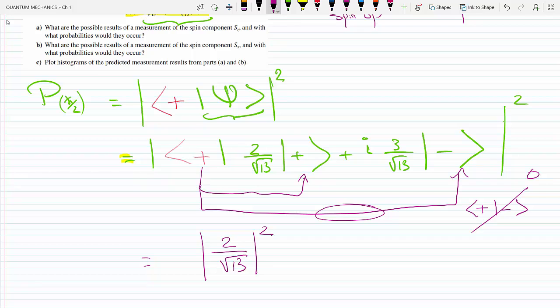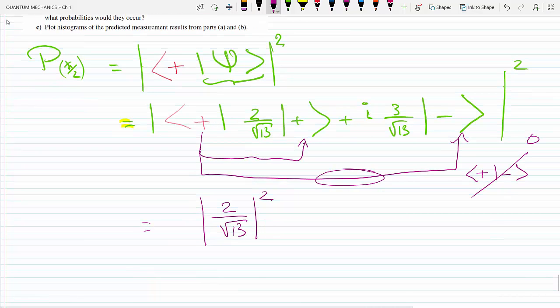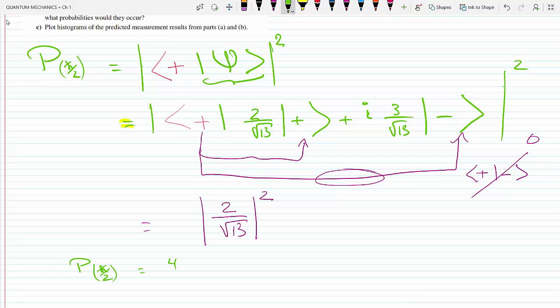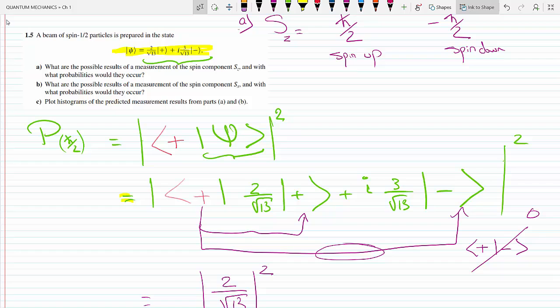So it's just 2 over root 13 squared. So just 2 over root 13 squared. So that means the probability of being in spin up is actually 4 over 13. Go ahead and try now the other probability, the spin down, because you have two: spin up and spin down.